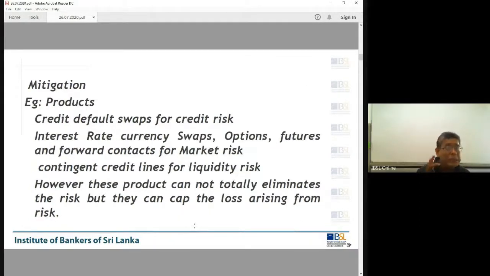Okay. So how to mitigate those risks? Now I'm not going to touch much more on that. So there are products available with us to mitigate all these risks. Now, credit default swaps for credit risk. That means when you give a big loan to a customer, especially a corporate customer, you are getting an insurance cover from an insurance provider. If something happens there, you will be covered by the insurance. That is called credit default swaps, right?